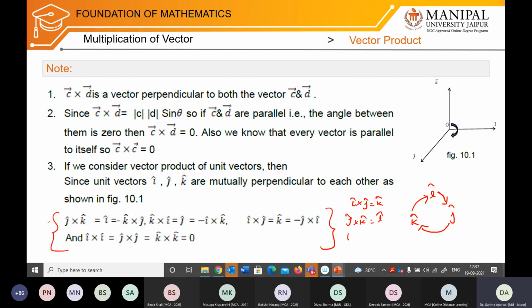Then k cross i is j, right? If you move in the reverse direction, like j cross i, that will be minus k. Clear? And i cross i, j cross j, k cross k is 0. In the dot product, i dot i is 1, j dot j is 1, k dot k is 1, and in cross product it is 0. Clear?